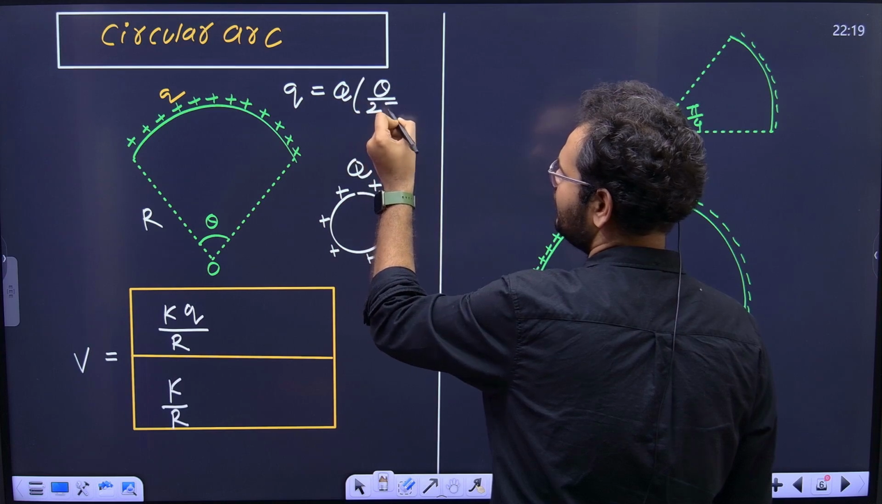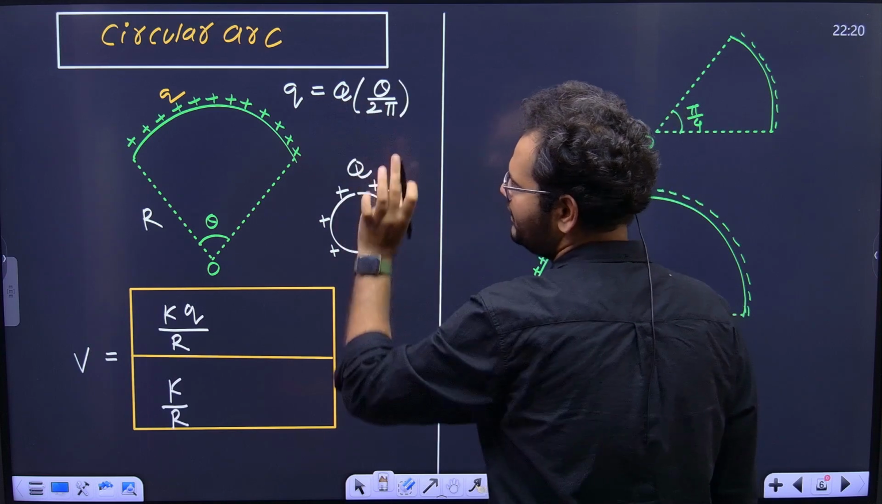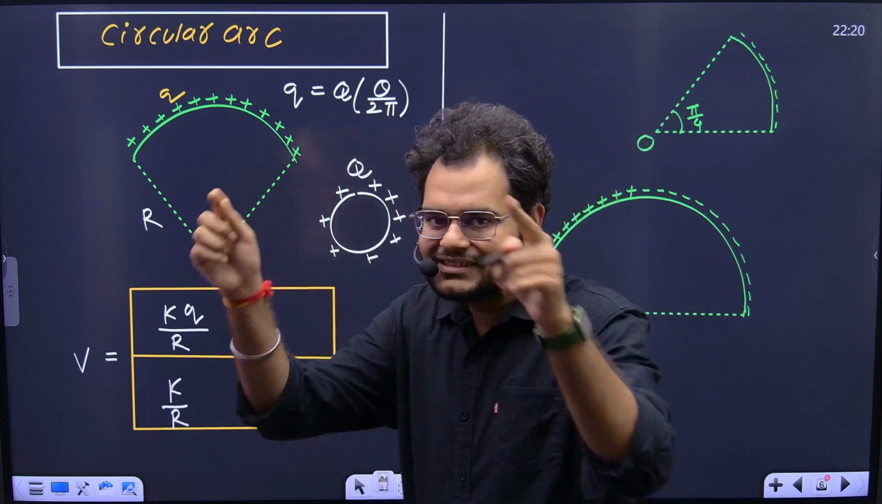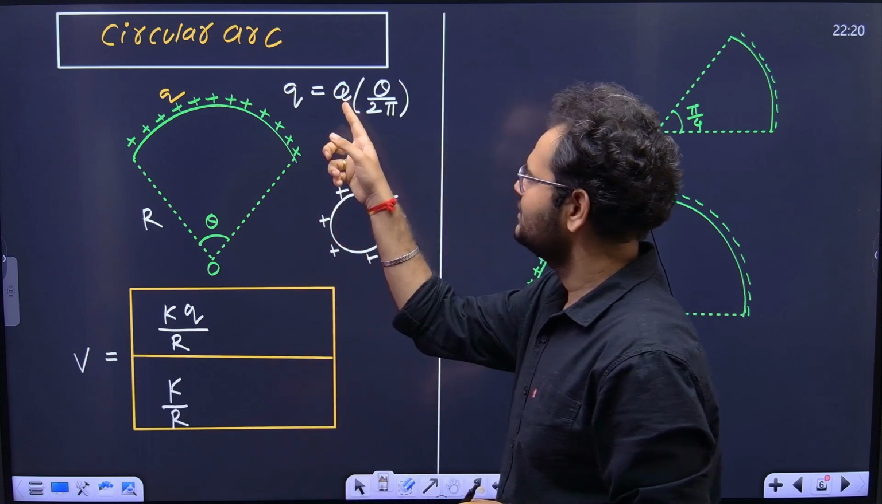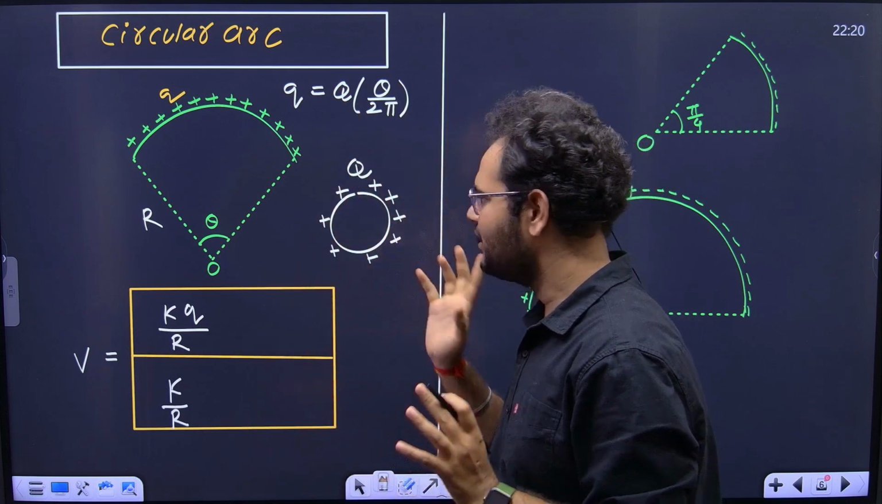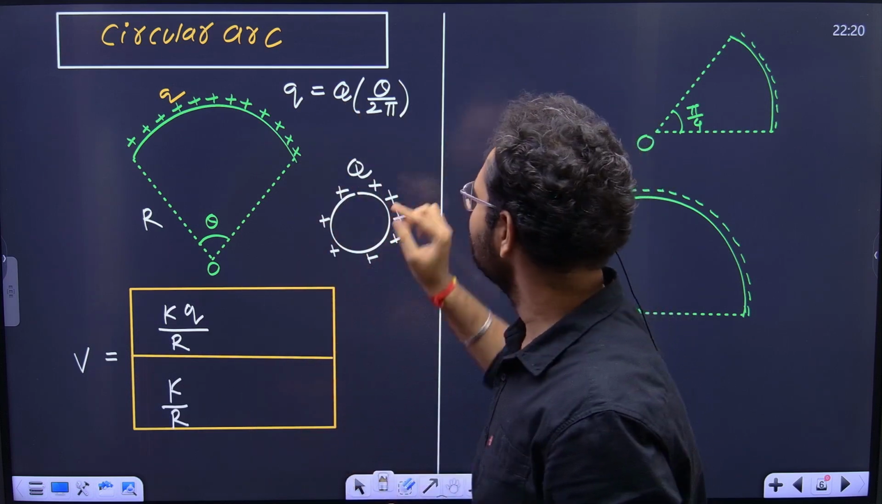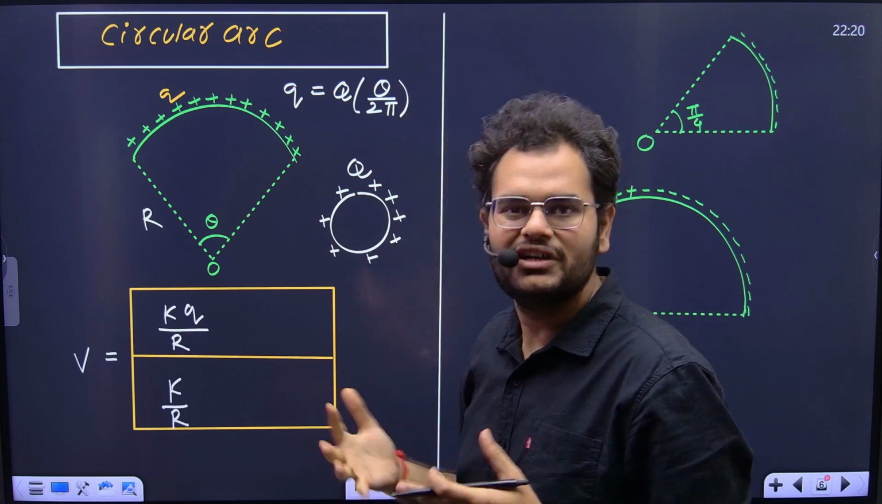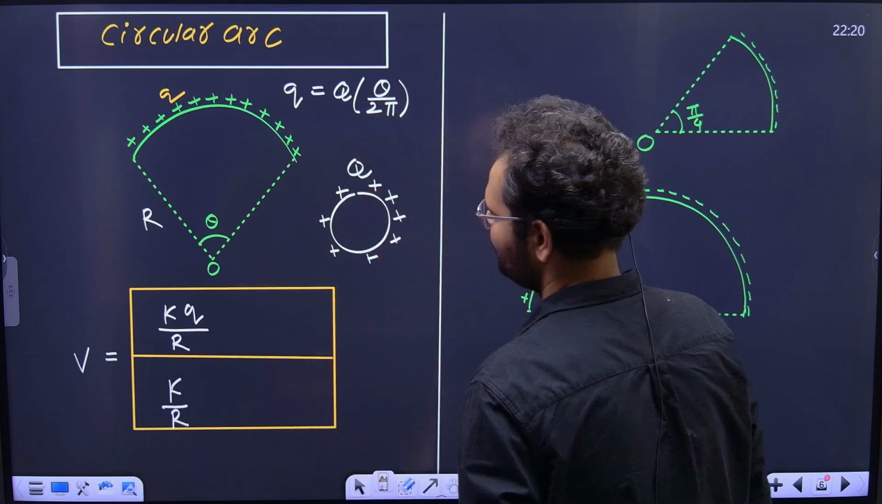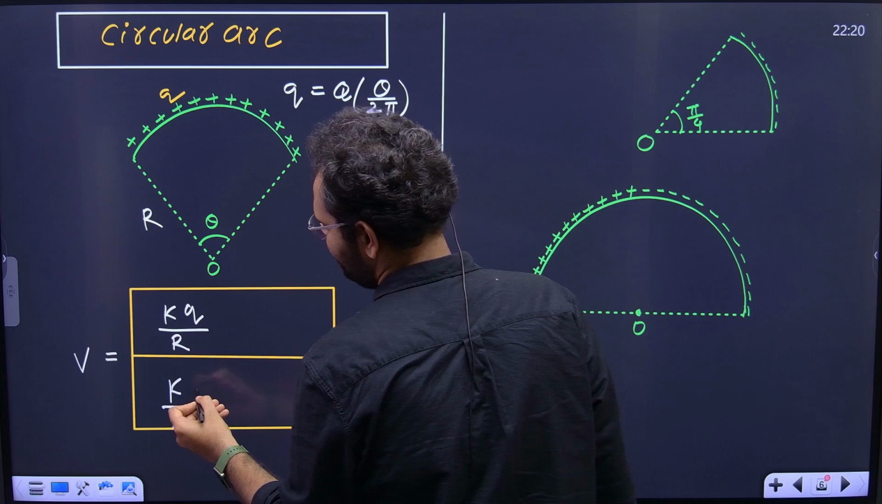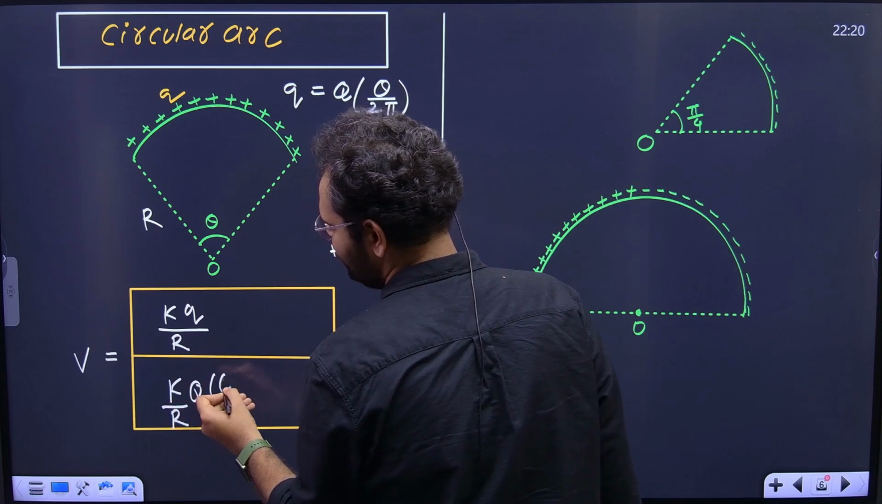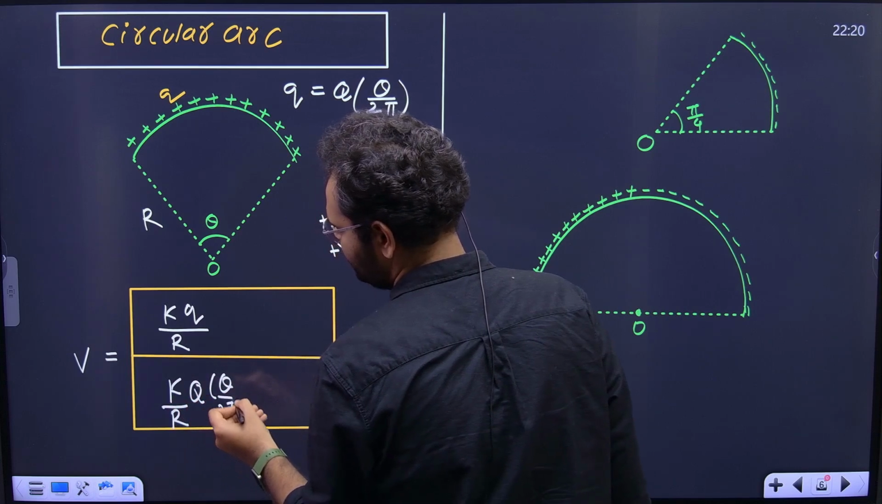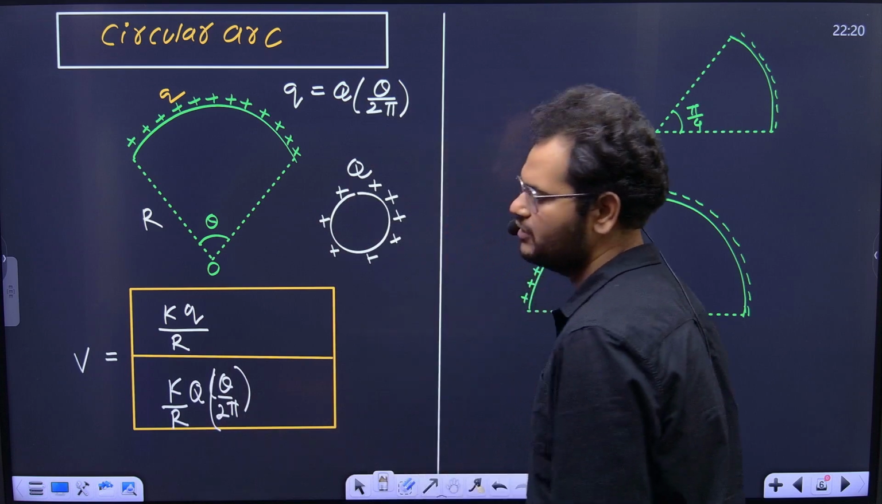See, one thing. For the entire circle, how much is the charge? Capital Q. For the entire circle, entire ring. So for a small theta part, how much will be the charge? Theta upon 2 pi. Unitary method. So simply I will write Q theta upon 2 pi. Are you getting it? So this is the formula.